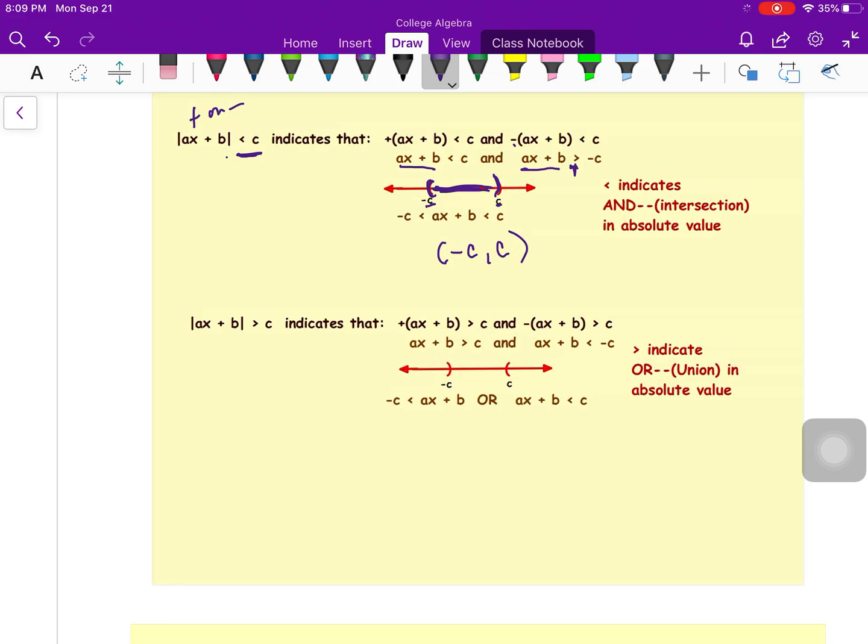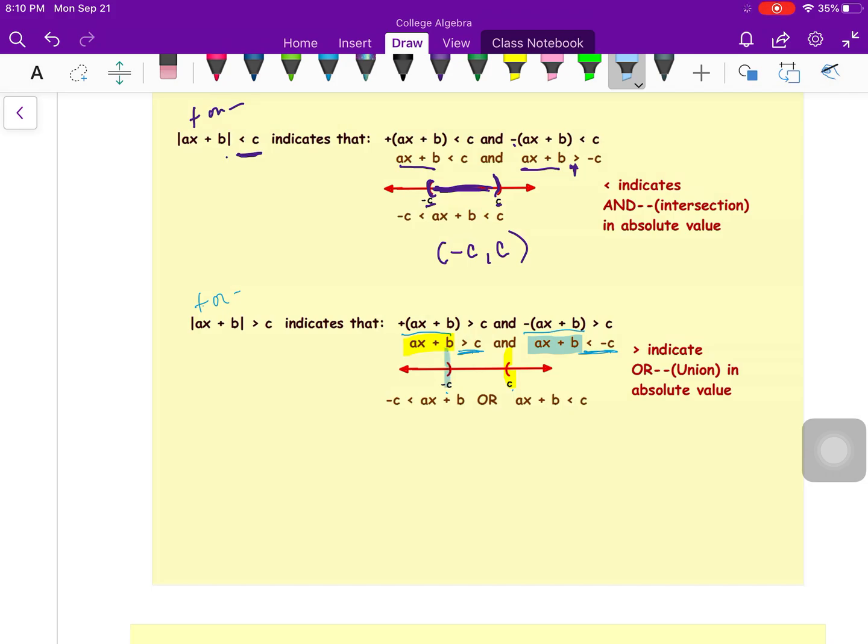Now I'm going to do the same thing, but let's look at it for greater than. So again, a positive or a negative can go in here. So I put a positive value and a negative value. Well, when I divide by positive 1, I get my value is greater than c. When I divide by a negative, I get my value is less than negative c. So again, I have c, and negative c would be to the left of it. This one says my value is right of c, so notice it opens to the right. Then it says my value is left of negative c, so it'll open to the left.